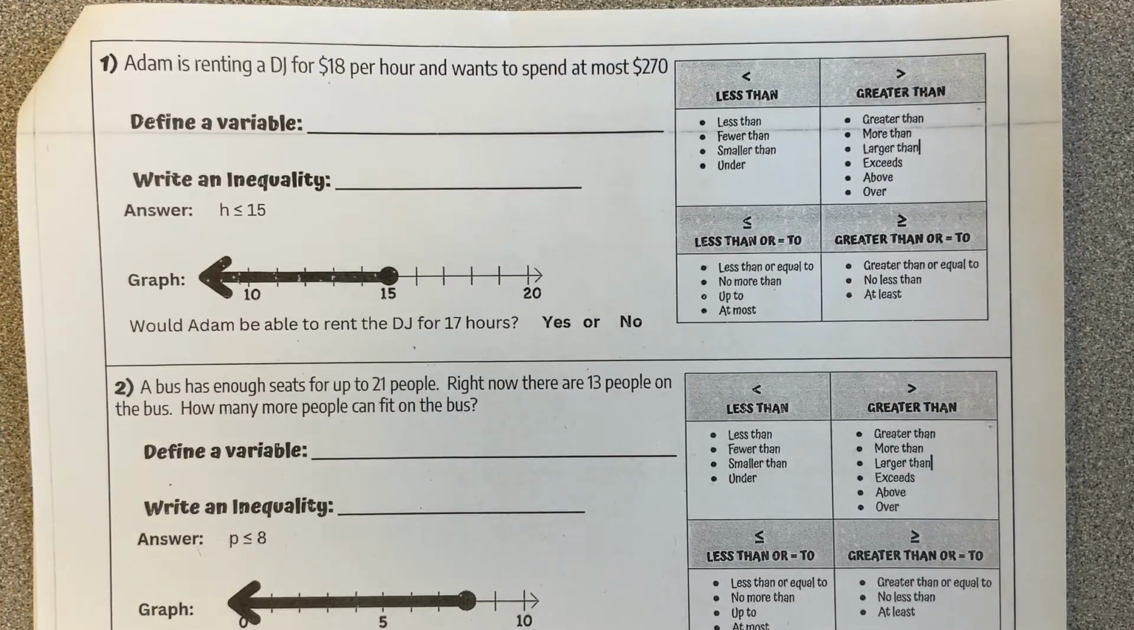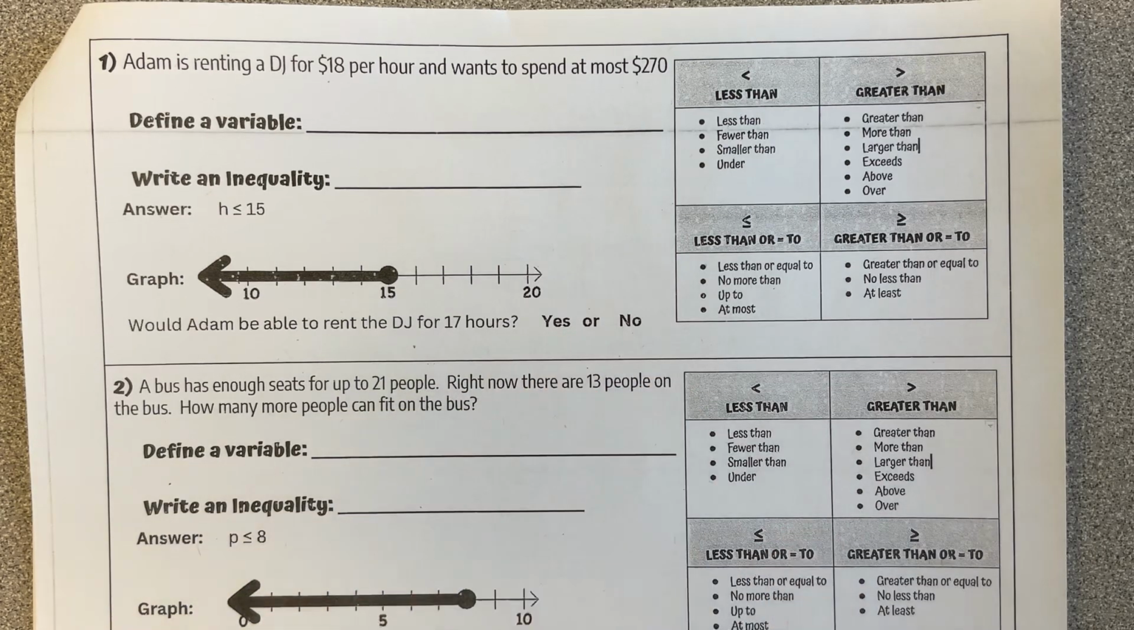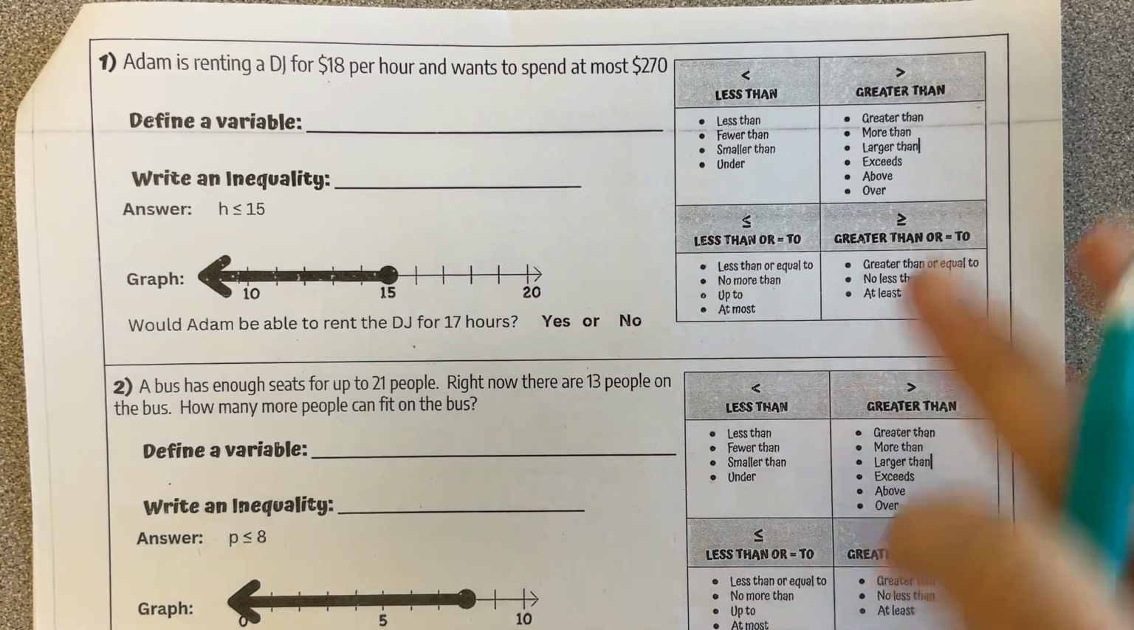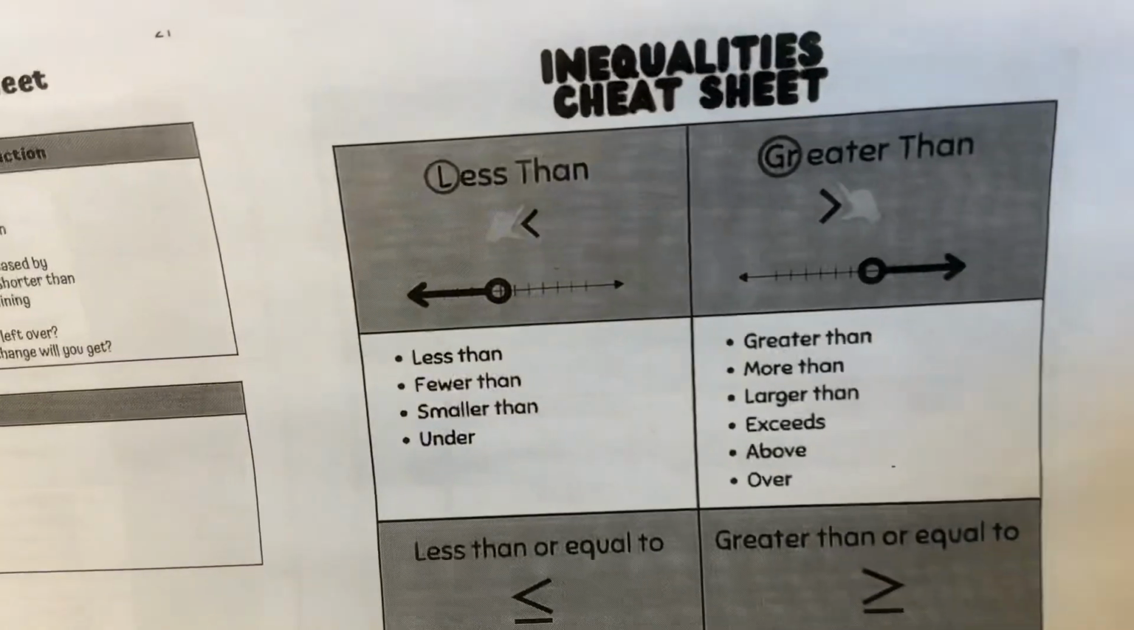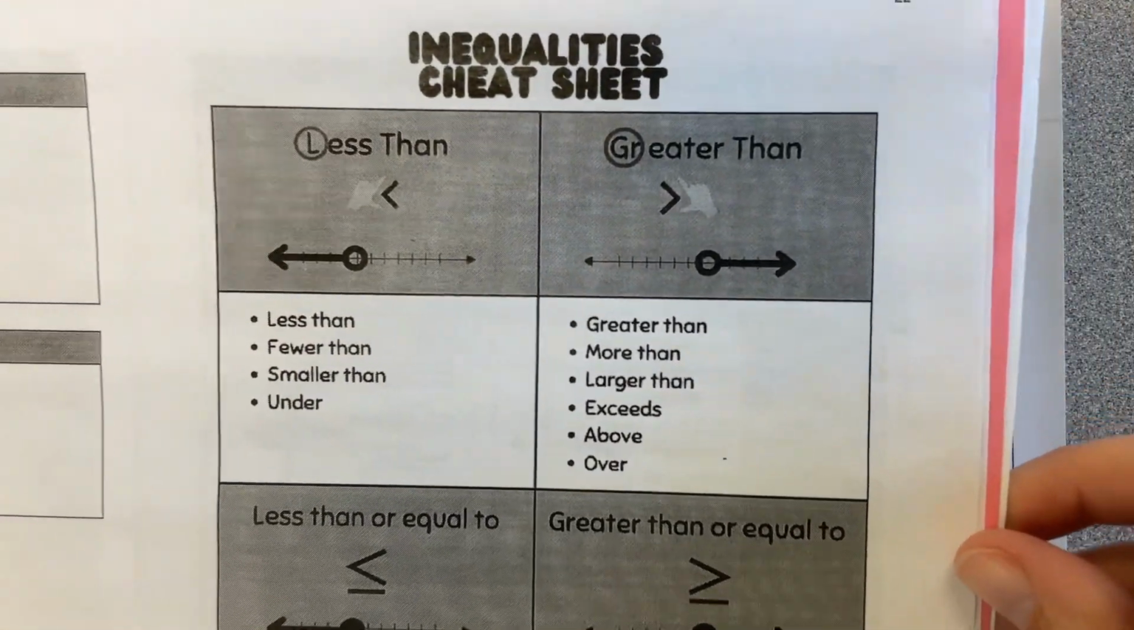Let's look at word problems now. So we did some of the graphing and all that for you just to make it a little bit easier, but we're still going to focus on defining the variables and writing those inequalities and then answering the questions related to it. We put the cheat sheet here. As a reminder, you have your cheat sheet in your packet as well.